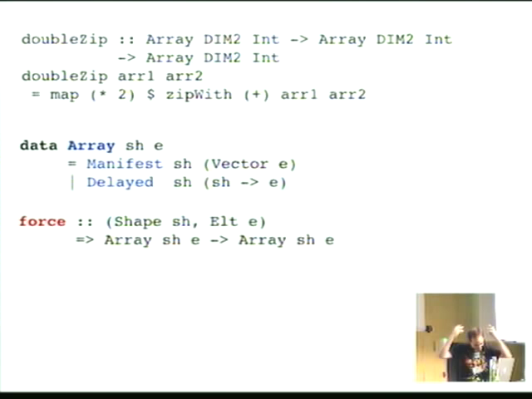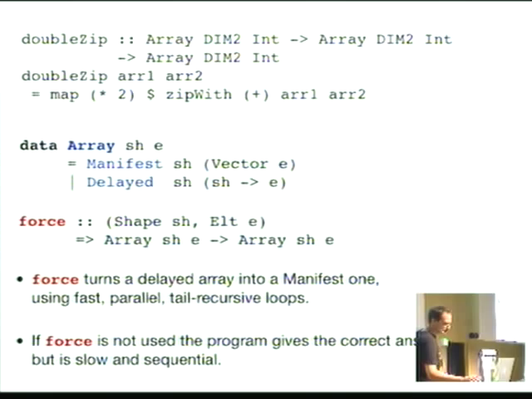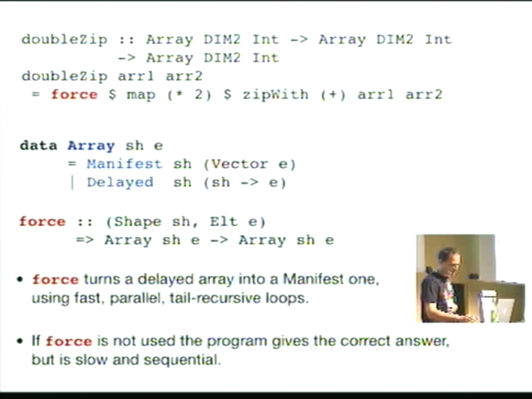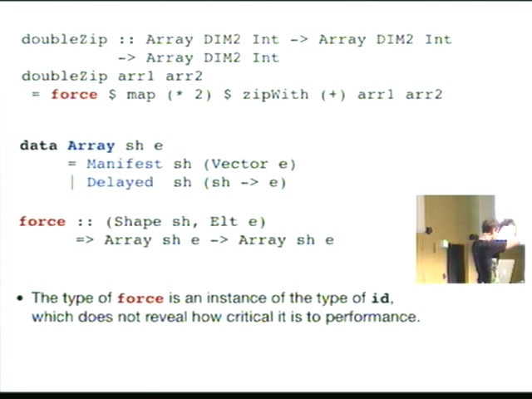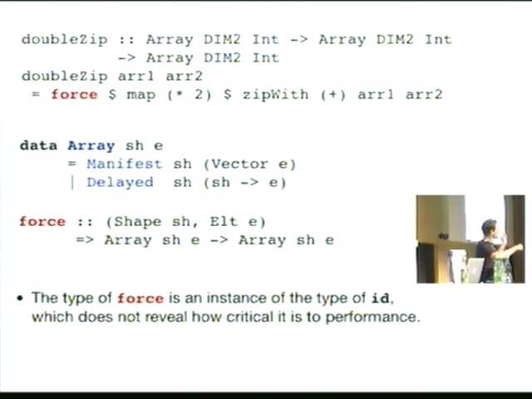If you actually want an actual, honest to goodness, real array in memory, you have to call force. And if you don't, your program runs really slow. So that's what I said. So if we were to make the program actually work, we have to add that. Unfortunately, obviously, the type of force doesn't reveal how important it is. Force looks like an instance of identity function. So in the package page, in the documentation, it said force converts a delayed array to a manifest array. People just overlooked it. The program runs really slow. I got email.